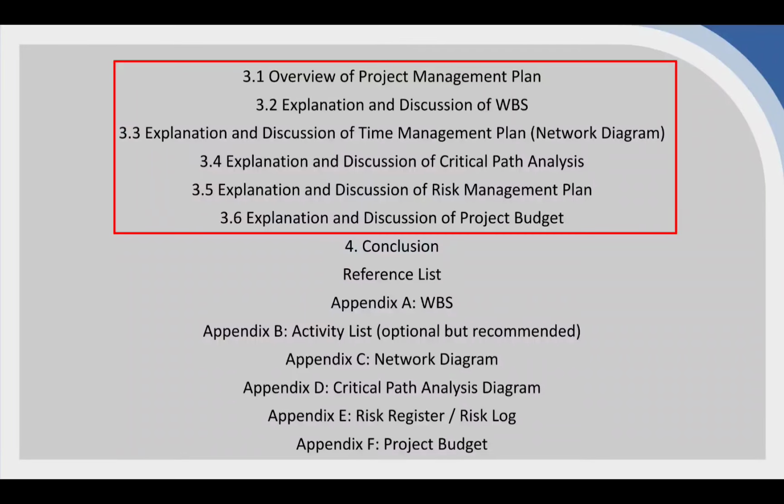I would recommend using appendices as well for this. If we first just look at an expanded section 3, I'd suggest having 6 subsections for this part of your report. Number 1 would be a general overview of the project management plan. So you're introducing your project management plan, you're highlighting the different aspects of your plan, and you're giving any kind of high level discussion of the key points.